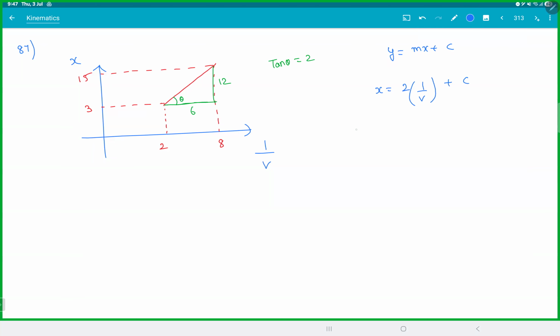So when you put x is equal to 3, 1 by v is equal to 2. If I substitute here, I'll get 3 is equal to 2 into 1 by v, which is also 2, plus c. So c is nothing but minus 1. So this is the relation between them: x is 2 by v minus 1. Did you guys get this? Then I can write this as x plus 1 is 2 by v. I can just shift it here. So v is equal to 2 by x plus 1. V is nothing but dx by dt.